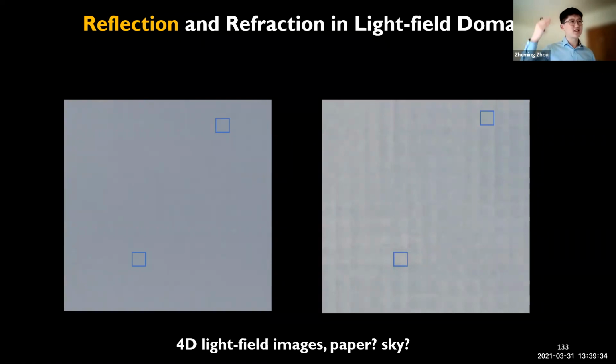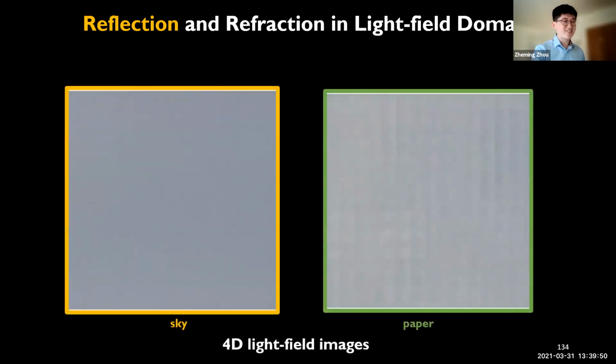So connecting with our knowledge that the skylight is more uniformly distributed, while the paper, because of its surface reflection property, will be a little bit different, we can see that the second one is actually the paper, and the first one is sky. So the majority is winning here.